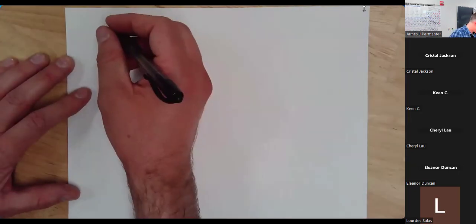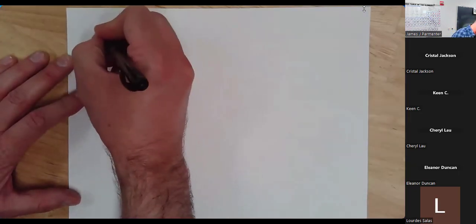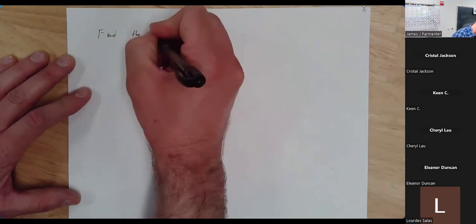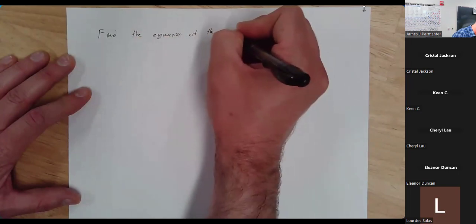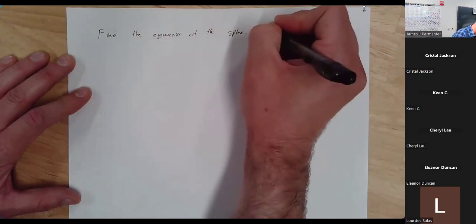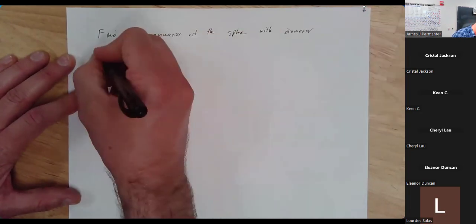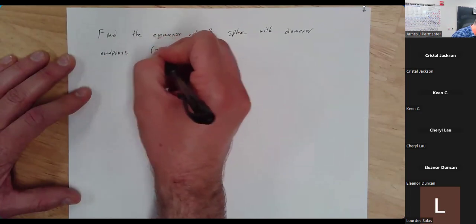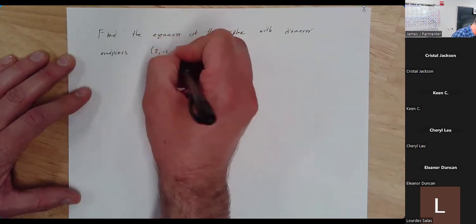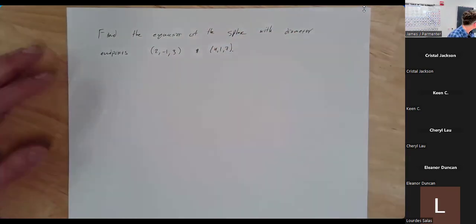So, yeah, let's do that. Let's find the equation of the sphere with diameter endpoints (2, -1, 3) and (4, 1, 7).